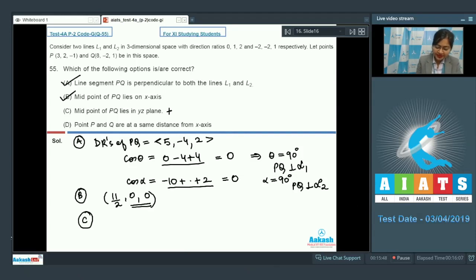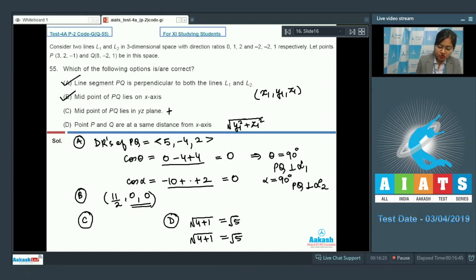Now option number D says that points P and Q are at the same distance from x-axis. Now in general we know that if I have any point x1, y1, z1, then its distance from x-axis will be under root y1 square plus z1 square. Now let us check it out. For point P, the distance will be under root of 2 whole square, that is 4, plus minus 1 whole square, that is 1, that is root 5. And the distance of Q from x-axis is again under root of minus 2 whole square, that is 4, plus 1 whole square, that is 1, that is again equal to root 5. So we can say that option number D is also correct.